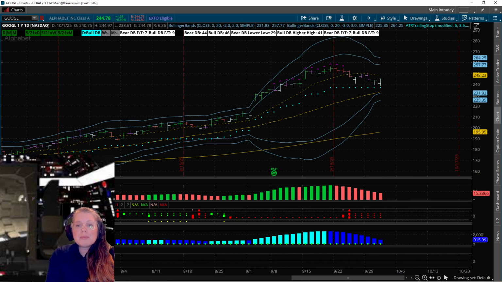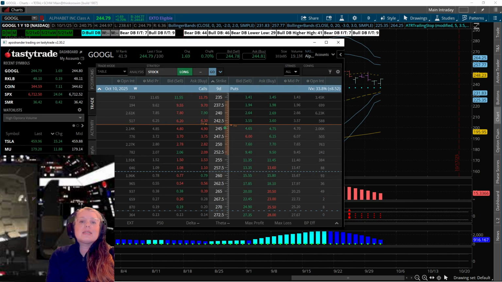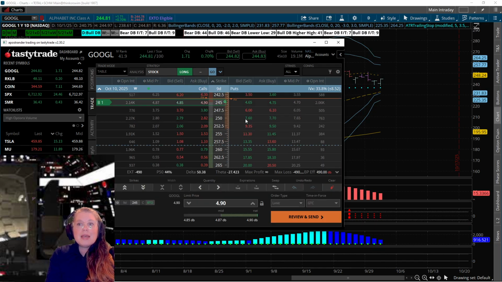So, if that was really my conviction behind this right now, a standard butterfly would make a lot of sense. And the reason why is because I am looking for this to have a directional move, but I'm really not thinking that it's going to get above this 260 level right now.